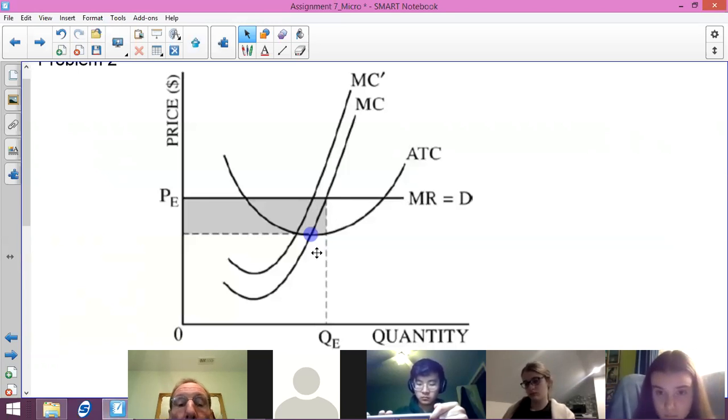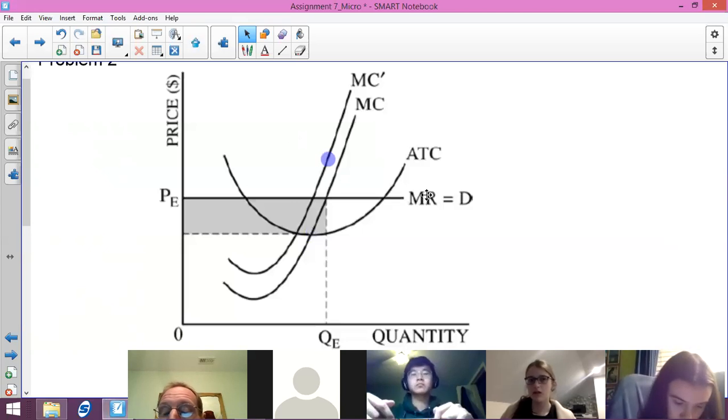So if we think about this level right here, QE, the cost was here, now it's up here, okay? So at every level of output, it's going to be more expensive to produce, in this case, avocados, okay? Does that make sense?